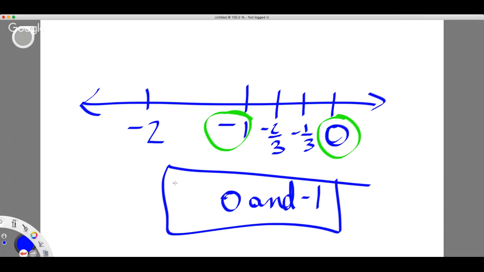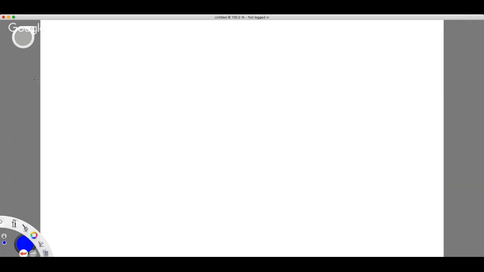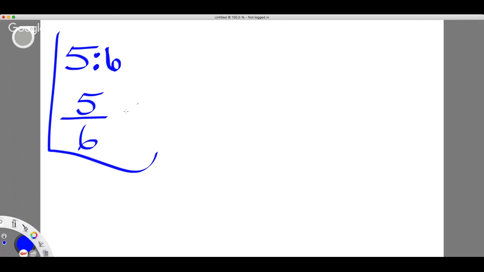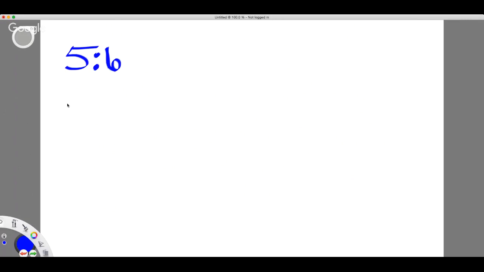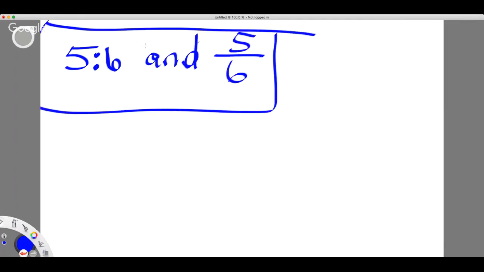Show your number line, show your work. Let's take a look at number 8. Write the ratio 5 to 6 two different ways. So 5 to 6 can be written like this, 5 to 6. And you could also say 5 to 6. So these are the 2 ways, right? Because you can use the colon and you can use the fraction bar.